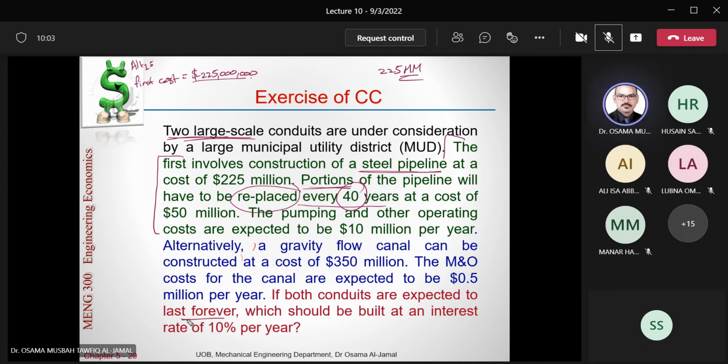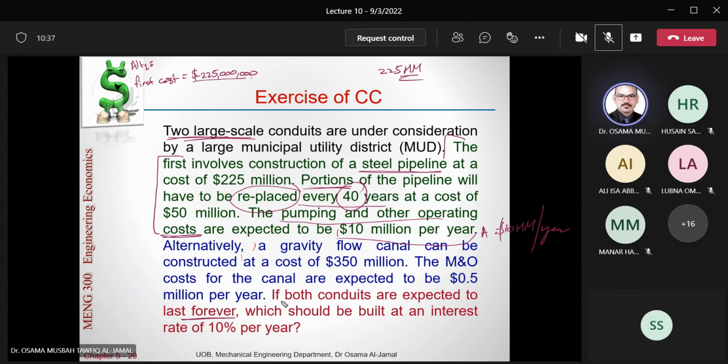How do you know it's a forever project? Just wait, because we are going to see it here. I believe you already read the scenario. The pumping and operating cost is expected to be 10 million per year. That is an annuity, $10 million yearly.